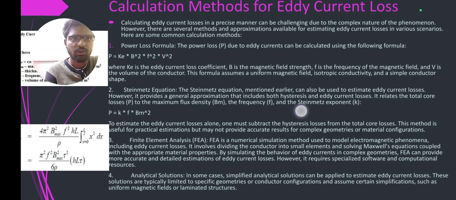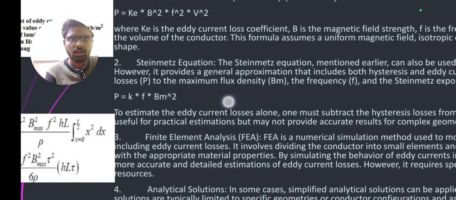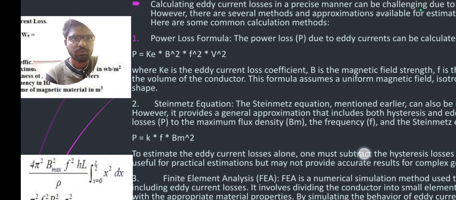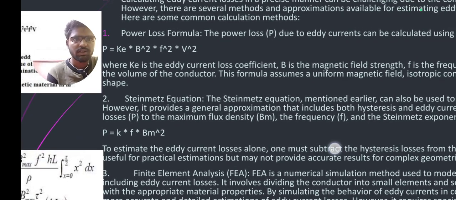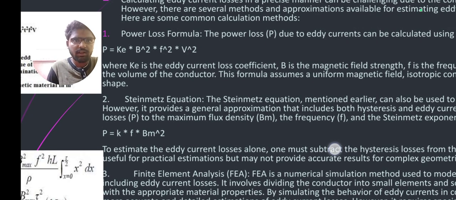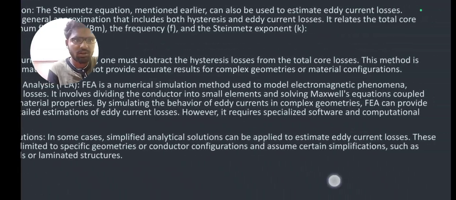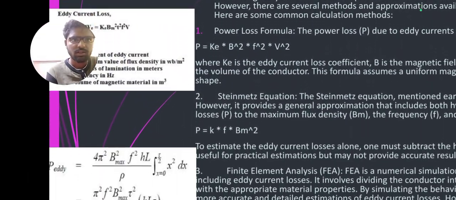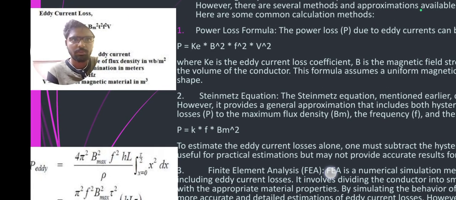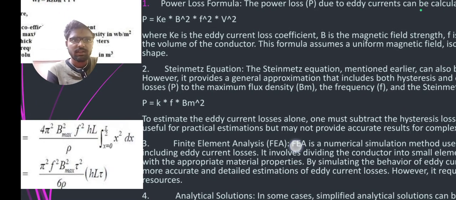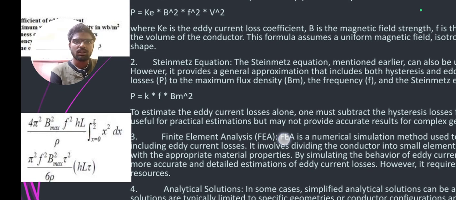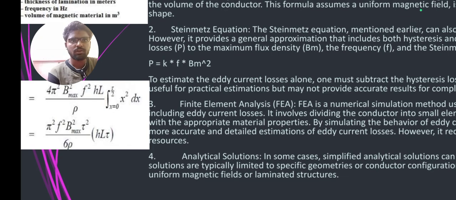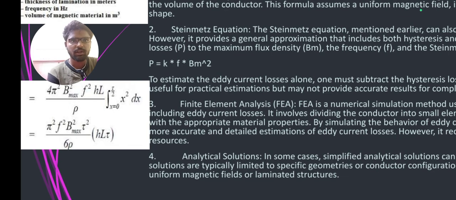Power loss formula. Here you can see the power loss formula. P is equal to Ke into B squared into F squared into V. Here B is the magnetic field, F is the frequency of the magnetic field, V is the volume of the conductor. Okay, Steinmetz's equation. As we discussed earlier, P is equal to Kf into Bm squared.